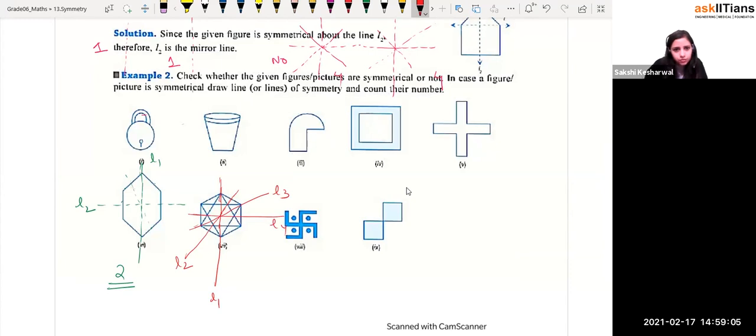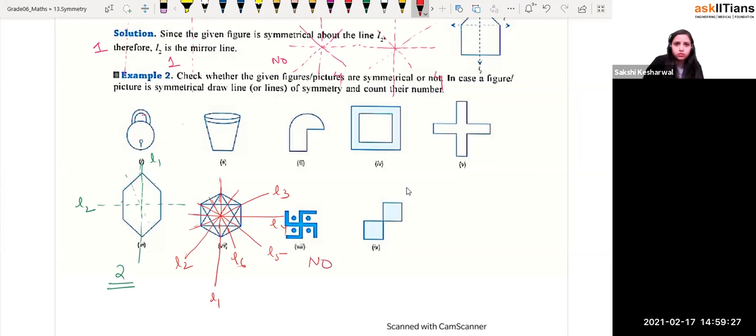Now coming to this side, this is L5, right? Now coming to this side, this is L6. We got all L1, L2, L3, L4, L5, L6. There will be six, right? Now coming to swastik. Swastik will have nothing, right? It has nothing, so not symmetric, no.